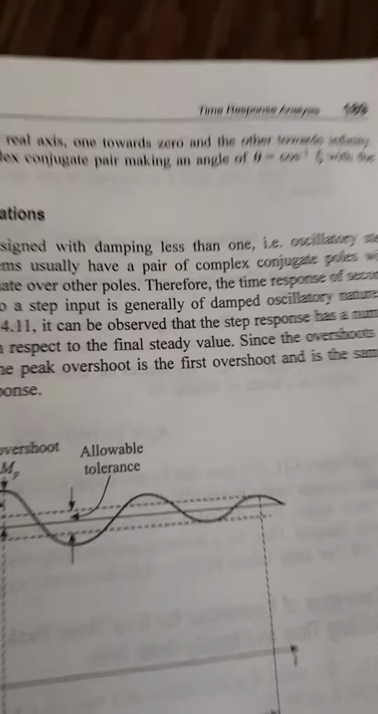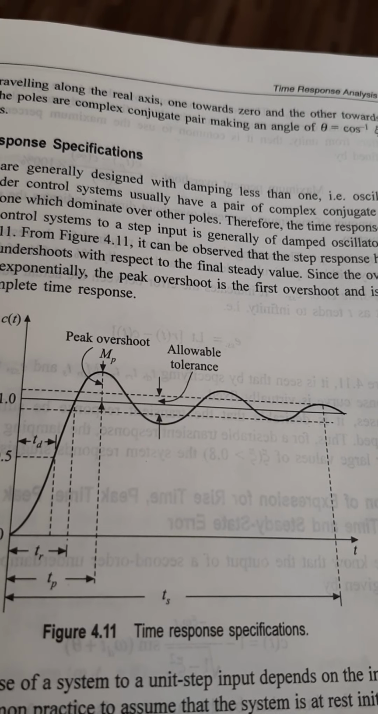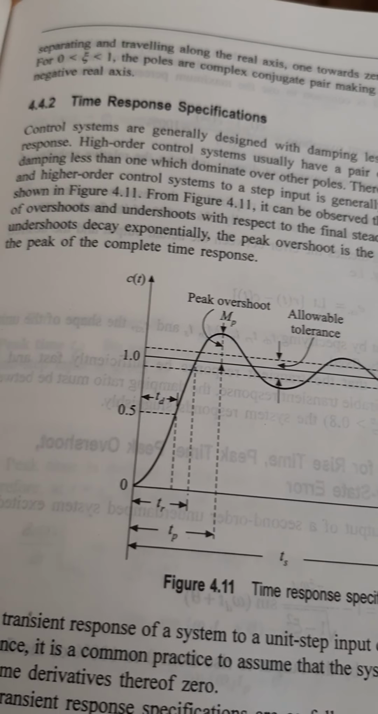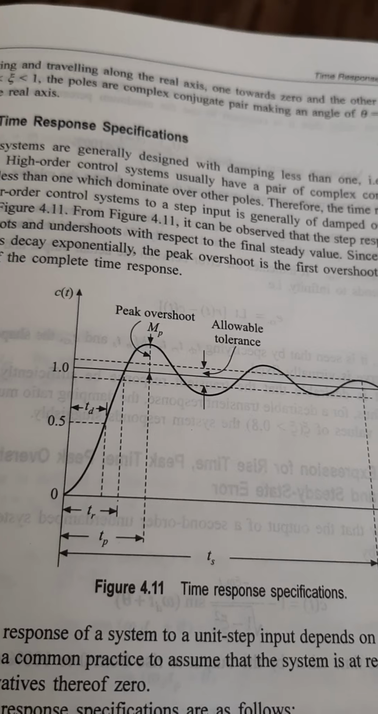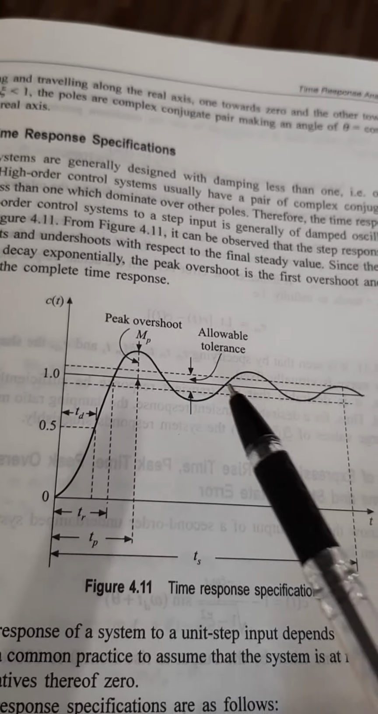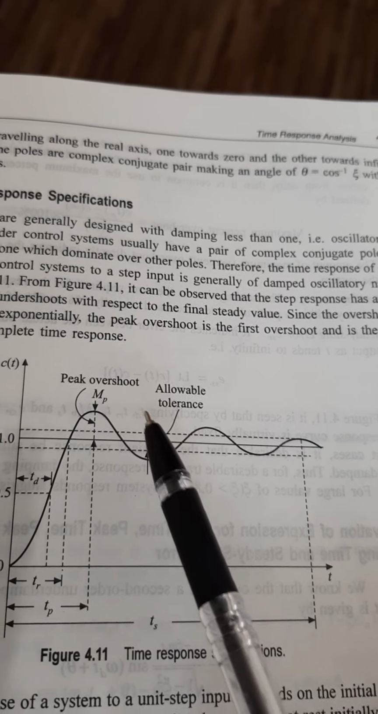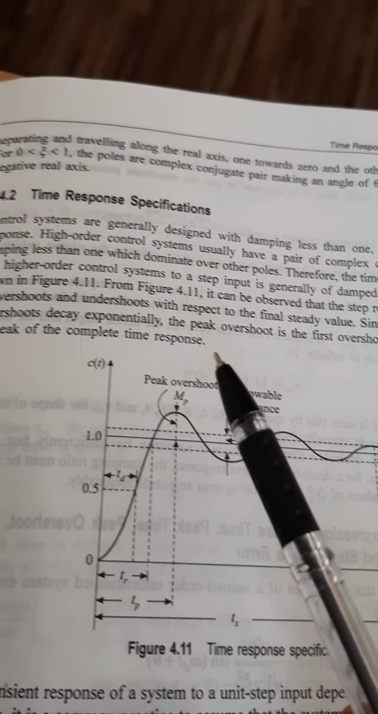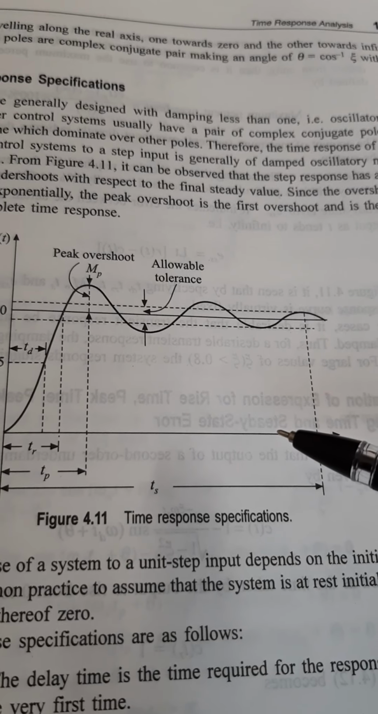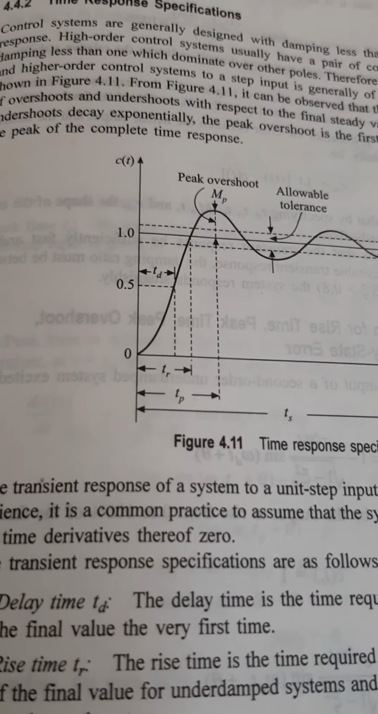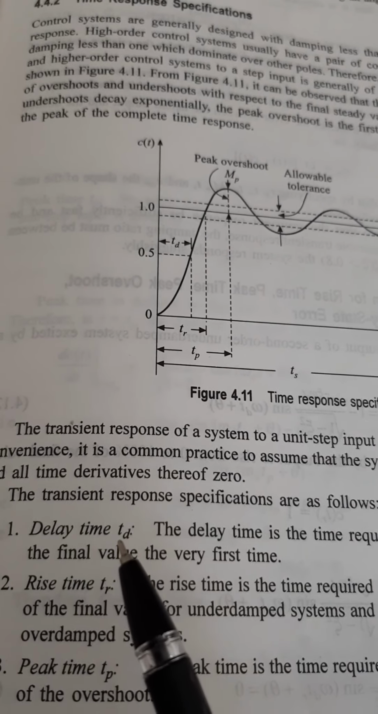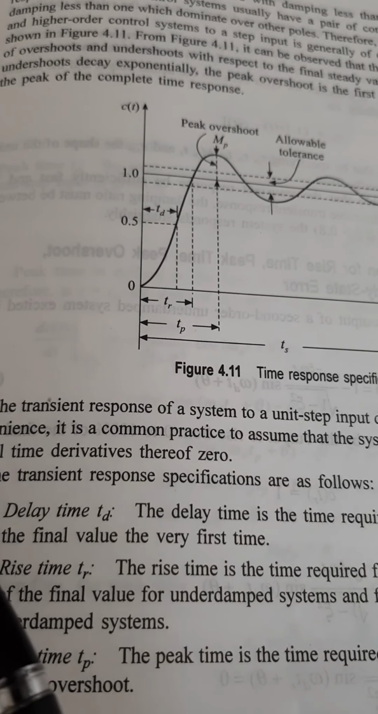Now, here the response is the time response of a second order or higher order system. Now, what are the transient response specifications? They are as follows.